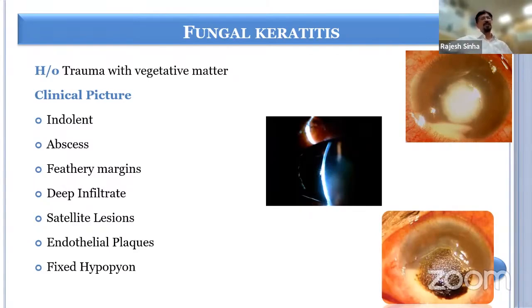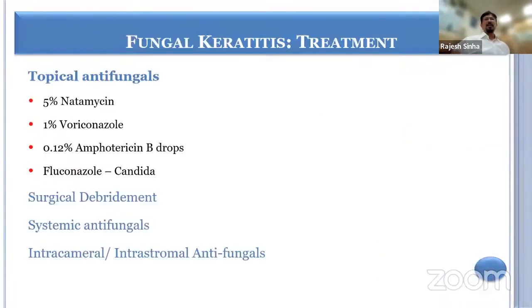But the clinical picture is typically dry, sometimes deep infiltrates, feathery margins, dry-looking ulcers, satellite lesions, endothelial plaques, and fixed hypopyon. In order to treat all these, we have been using topical antifungals like 5% natamycin, 1% voriconazole, 0.12% amphotericin B, particularly for Candida. And systemic antifungals are used because most of the time the topical antifungals don't have very good penetration, and they don't go that deep. So systemic antifungals are required.